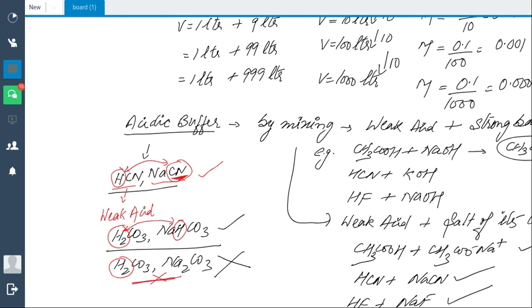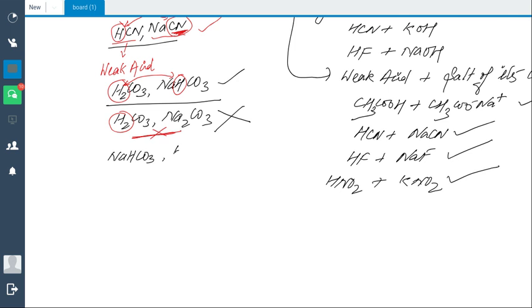Okay, fine. Similarly, NaHCO3 and H2CO3. Can you call this a buffer? Yes. Sorry, wait a second. This is a buffer. Why? Because here there is one hydrogen, but here there is none. So there is a difference of one hydrogen. Okay. So these are also termed buffer solutions.